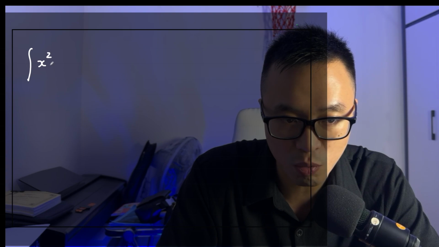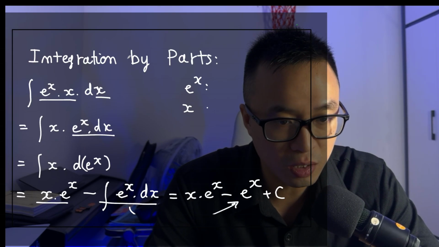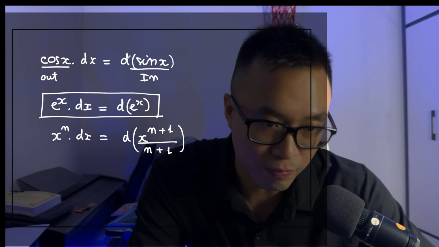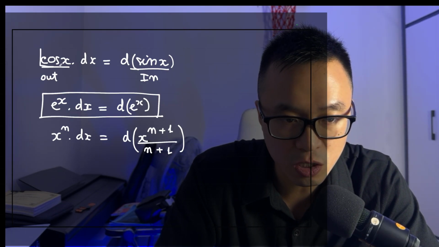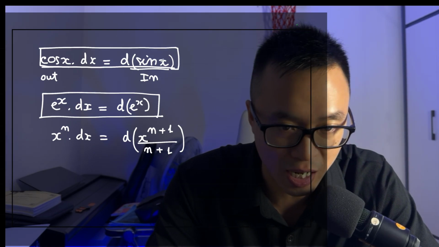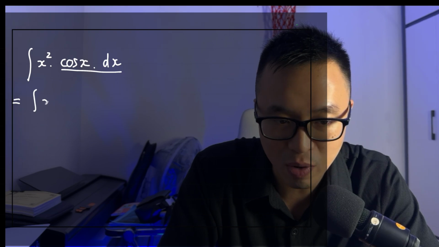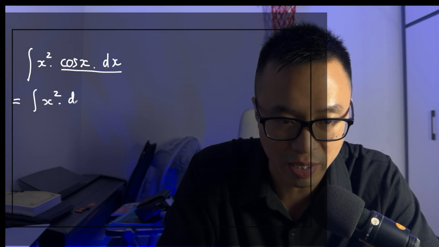The same thing with the second example. You have here x squared multiplied by cos x and multiplied by dx. Look at the slide at the beginning of this video. You have the function cos x multiplied by dx, which equals d of sine x. So you have this couple, and I don't want to write out cos x here. I want to write out d of sine x.